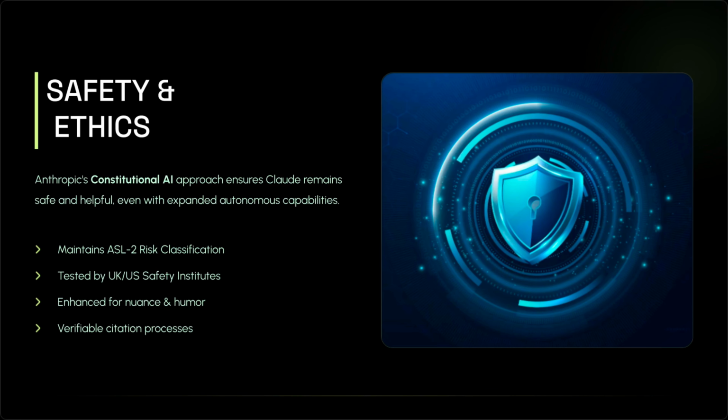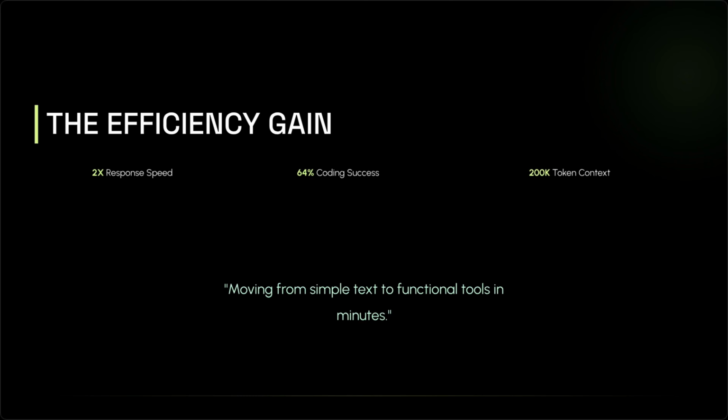The key efficiency gains are clear: 2x response speed, 64% coding success, and 200K token context. Claude 3.5 Sonnet allows you to move from simple text to functional tools in minutes.